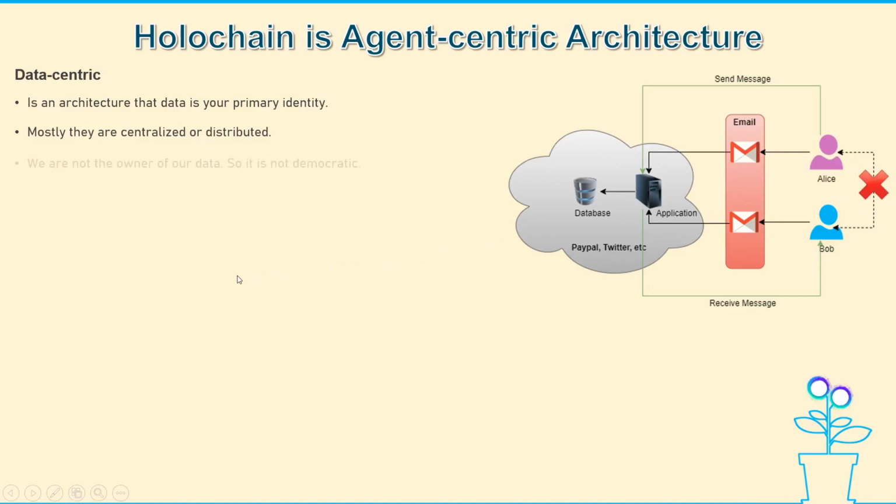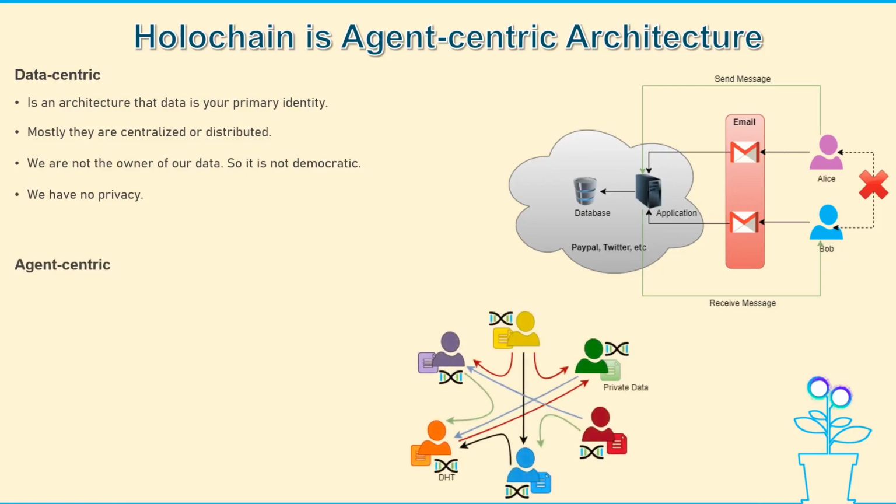We are not the owner of our data, so it's not really democratic. We have no privacy. Data can be easily changed, censored, or filtered by data holders. In addition, there is no meaning of private data in data-centric architecture. So, let's go to agent-centric to see what is waiting for us.